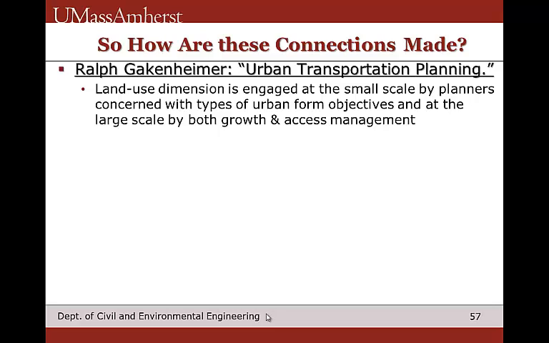So Ralph Geckenheimer actually, in his essay on urban transportation planning, Mr. Geckenheimer is a PhD in city planning, and he got it from the University of Pennsylvania. He's a professor in the Department of Urban Studies and Planning at MIT. And in this, he's talking about that land use dimension is engaged at the small scale by planners who are really concerned with the types of urban form objectives, and also at the large scale by both growth and access management.